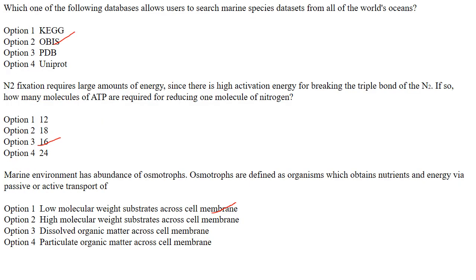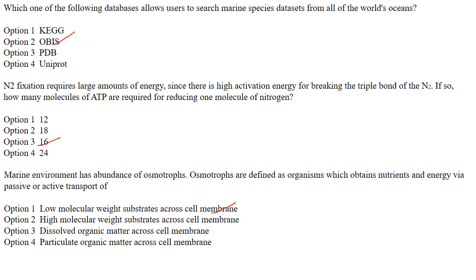Then which one of the following databases allows users to search marine species data sets from all of the world's oceans? It is OBIS. Option 2. Nitrogen fixation requires large amounts of energy since there is high activation energy for breaking the triple bond of the nitrogen. If so, how many molecules of ATP are required for reducing one molecule of nitrogen? That is 16.